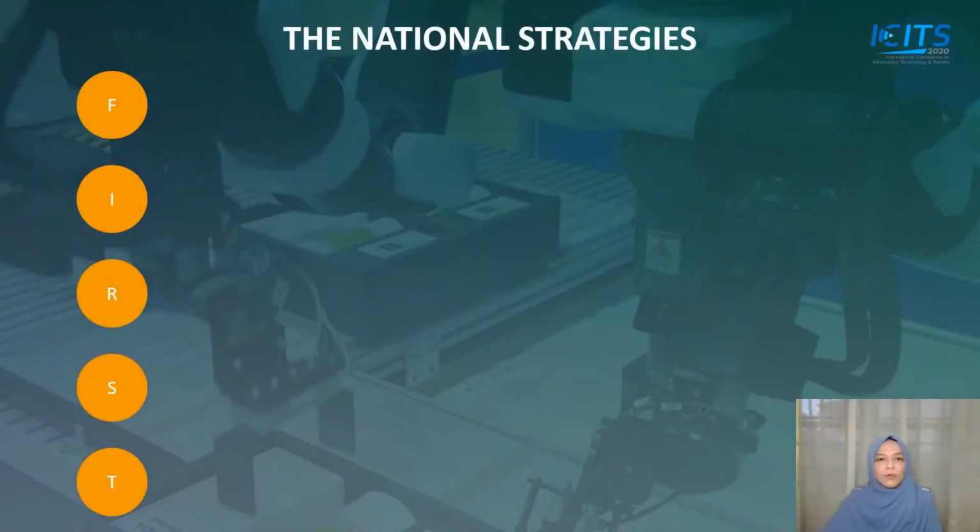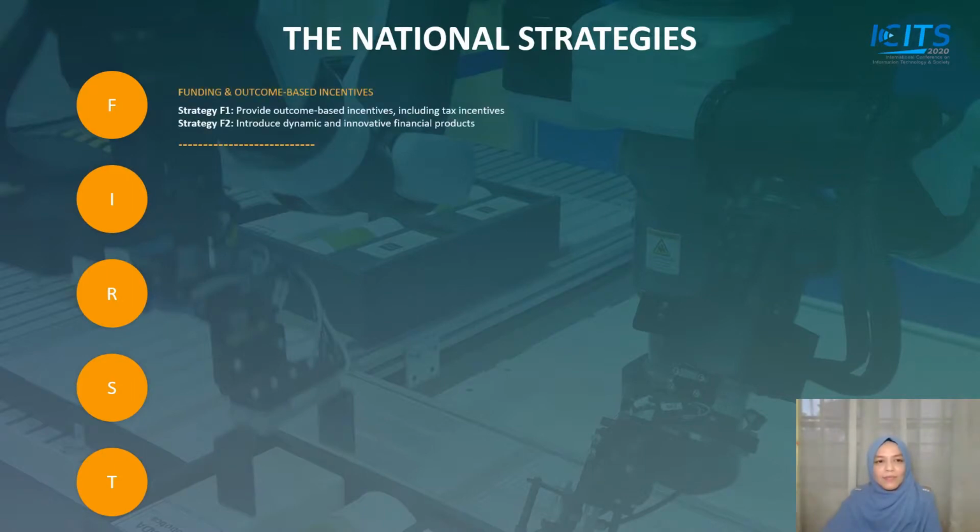We now come to the national strategies under the acronym FIRST, F-I-R-S-T. Under F, for funding and outcome-based incentives, Strategy F1. Provide outcome-based incentives, including tax incentives, to encourage investments in and adoption of Industry 4.0 technologies and processes. Strategy F2. Introduce dynamic and innovative financial products to encourage the adoption of Industry 4.0 technologies and processes.